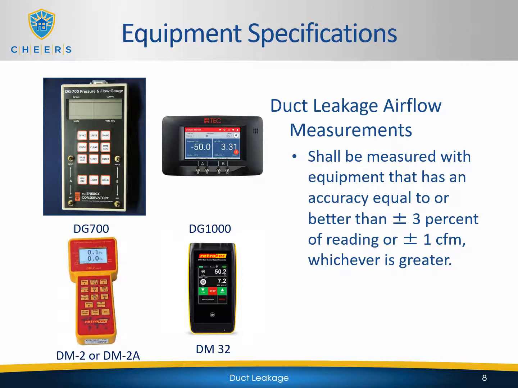Duct leakage airflow measurements shall be measured with equipment that has an accuracy equal to or better than plus or minus 3% of reading, or plus or minus 1 CFM, whichever is greater. Now here on the left we have the 4 current versions of what we call a manometer, and that's what we call the pressure and airflow device. There are 2 manufacturers that make them, the Energy Conservatory, and those are the ones on the top, and then Retrotech has the ones on the bottom there. These are all the current versions of the meters. Energy Conservatory does have some older meters, but this is likely what you're going to come across while out in the field.